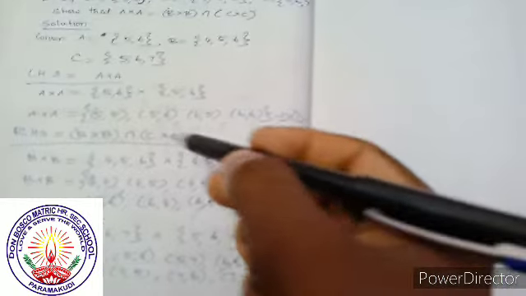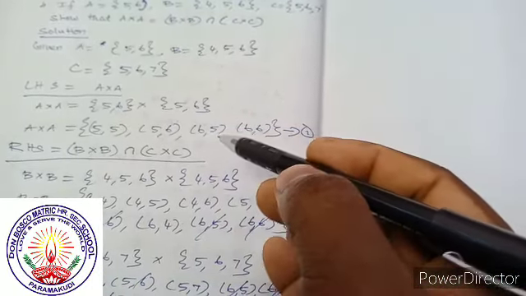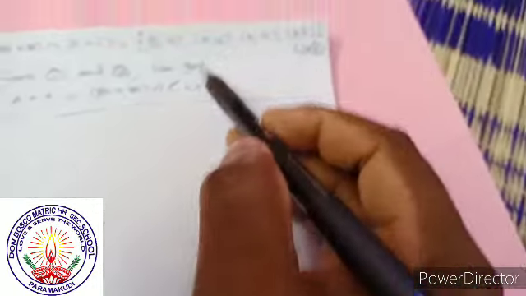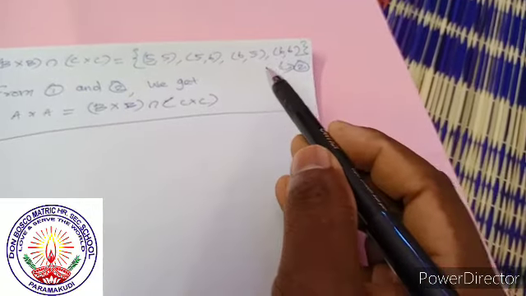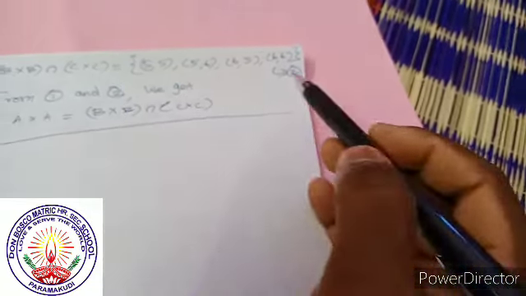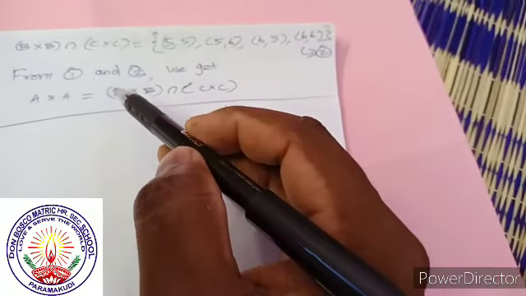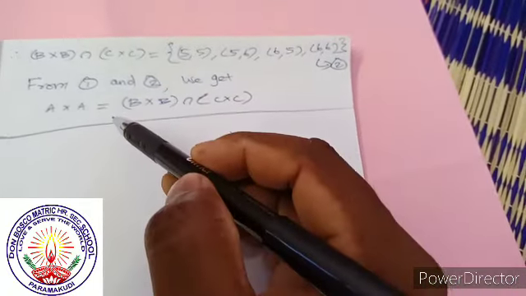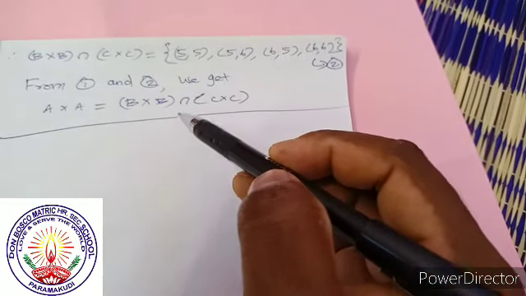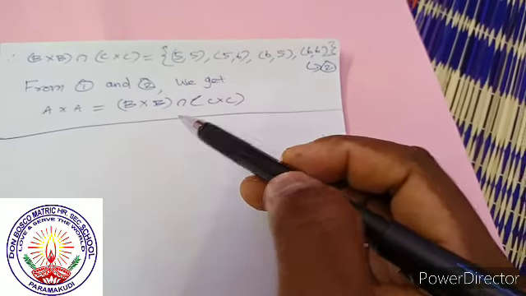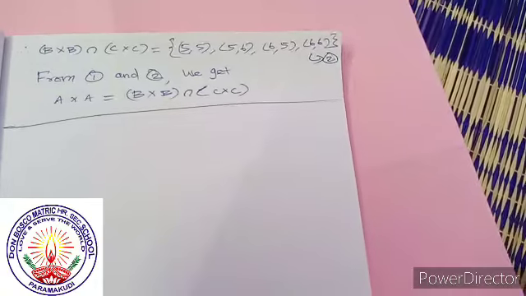Now observe equation number 1: (5, 5), (5, 6), (6, 5), (6, 6). Equation number 2: (5, 5), (5, 6), (6, 5), (6, 6). Both equations are equal. Therefore, from equation number 1 and 2, we get A cross A is equal to B cross B intersection C cross C. So we have discussed 3 questions.